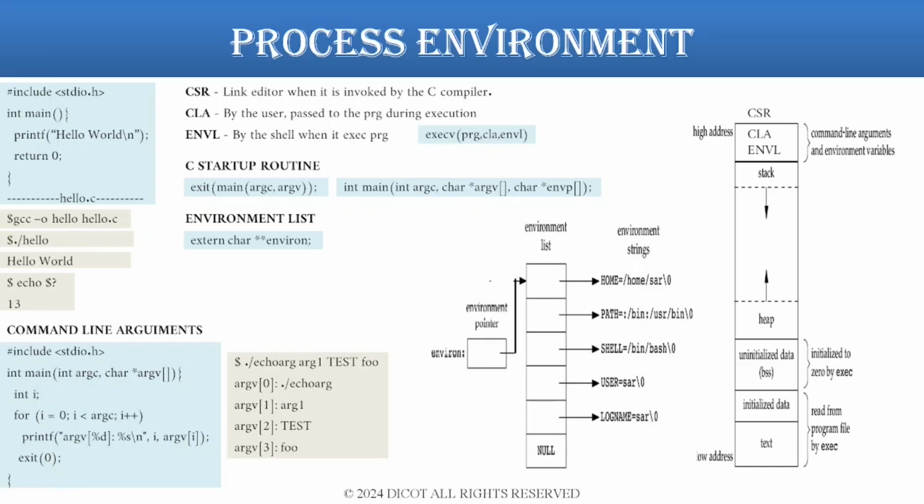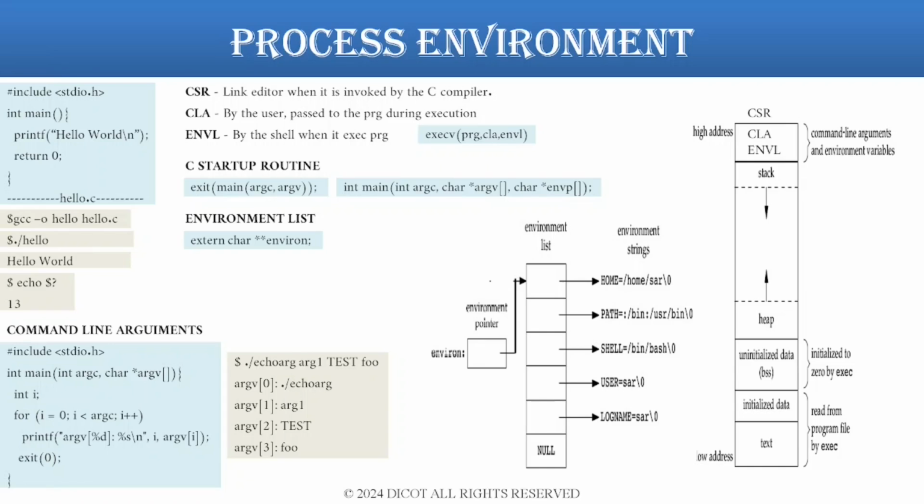Historically, most of the Unix systems have provided a third argument to the main function, that is the address of the environment list. So with the third argument in place, the prototype of main will look something like this: int main with arguments argc, argv, and envp. Argv and envp are arrays of pointers to characters, whereas argc is an integer, the number of arguments.